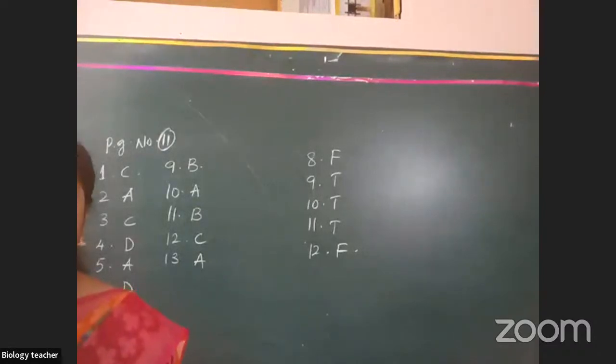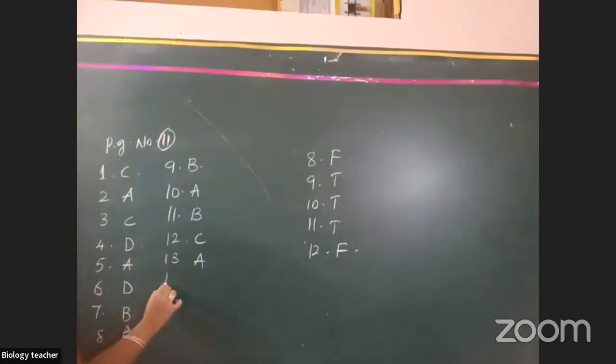Next, the largest cell in the human body is A, nerve cell, B, muscle cell, C, liver cell, D, kidney cell. What is the answer? Nerve cell is the longest. The term cell was given by Robert Hooke. Who proposed the cell theory? Schleiden and Schwann.